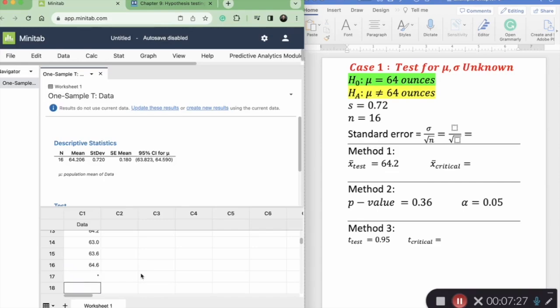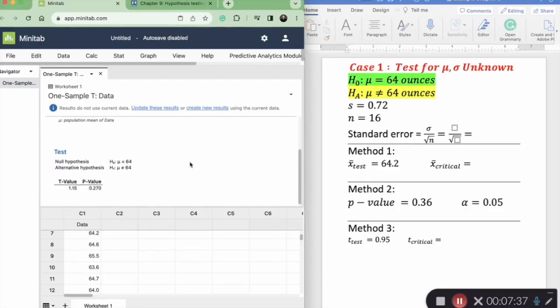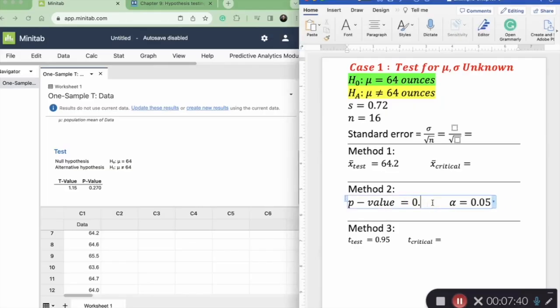So let me delete this. Now we have this. So let me just change the values we got. The p-value is 0.27, and the t-value is 1.15.